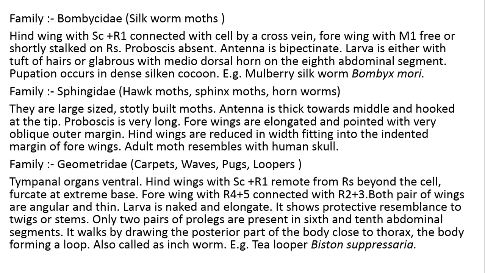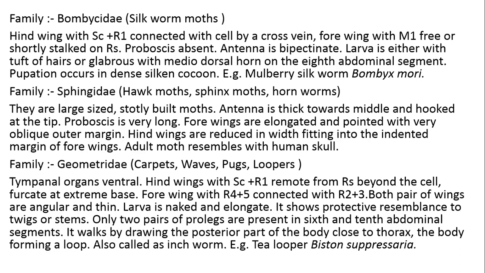Next family is the Sphingidae, called hawk moths, sphinx moths and hornworms. They are large-sized, stoutly built moths. Antenna is thick towards the middle and hooked at the tip. Proboscis is very long. Forewings are elongated and pointed with very oblique outer margins. Hind wings are reduced in width, fitting into the indented margins of forewings. Adult moths resemble a human skull.